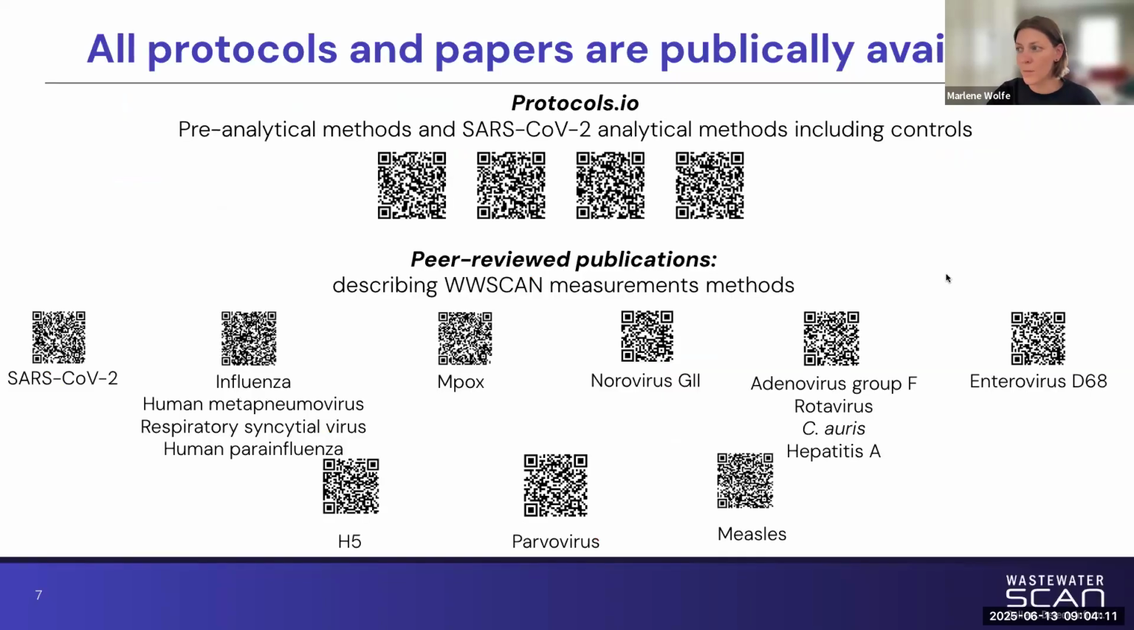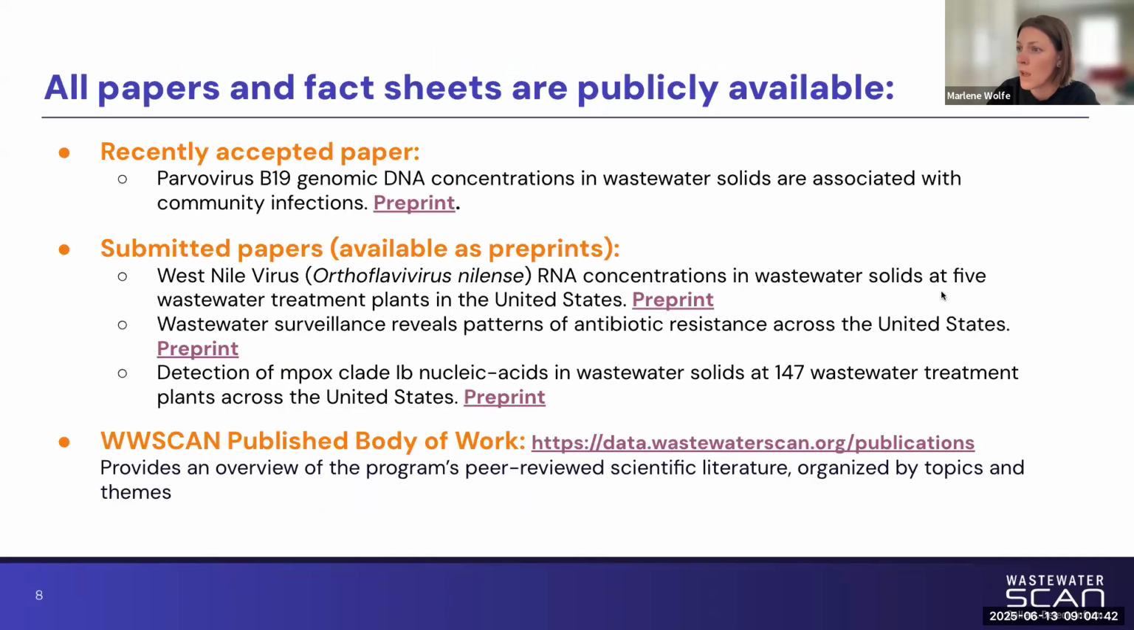All of our protocols and papers are publicly available. You can quickly scan, or you can reference all these QR codes when Amanda sends this slide deck to your inboxes later. We want to make sure you always know that we have all of this information out there, including now the addition of links for parvovirus and measles for you to learn more about how we are doing these measurements and what our methods are. Right now for measles, this is a Google Doc that has all the methods in it. We're working on a publication. All the papers and fact sheets are publicly available.